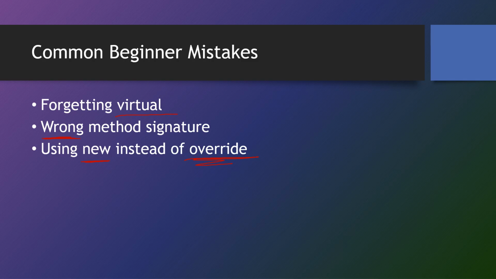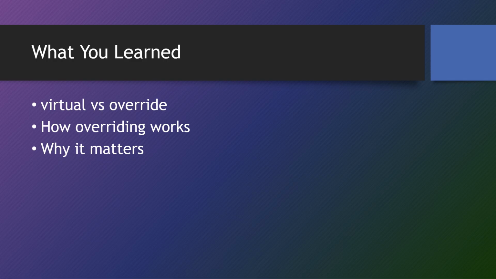You now understand what method overriding is, what virtual does, what override does, how C# chooses which method runs, and why this matters in real programs.